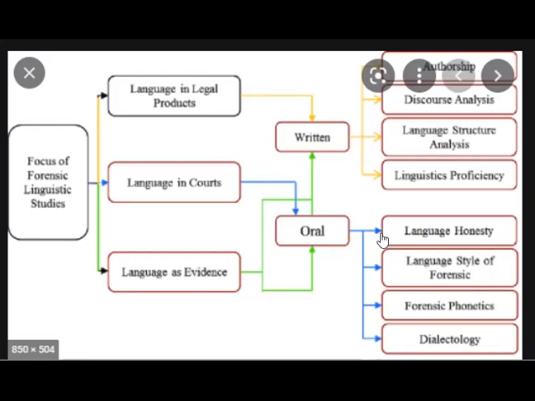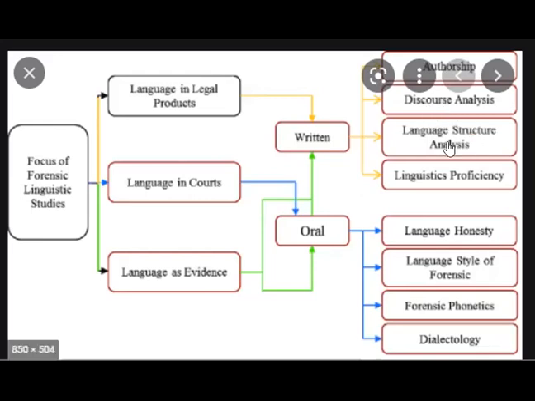The way we approach these perspectives or areas in forensic linguistics, we look at it from the perspective of authorship, which we are going to discuss in detail in the coming lecture. It's our next topic. And then it can be analyzed through discourse analysis, where you analyze and find the perspective of what the person has said or what was intended.